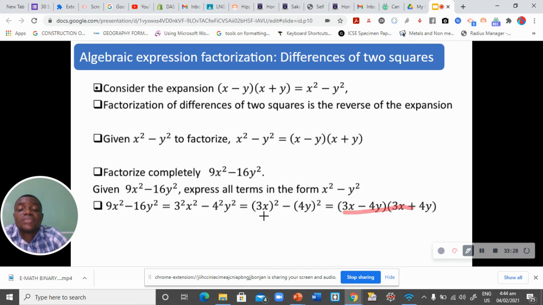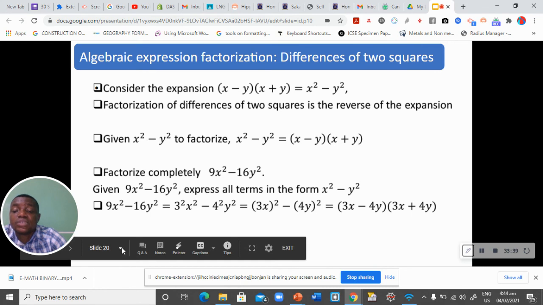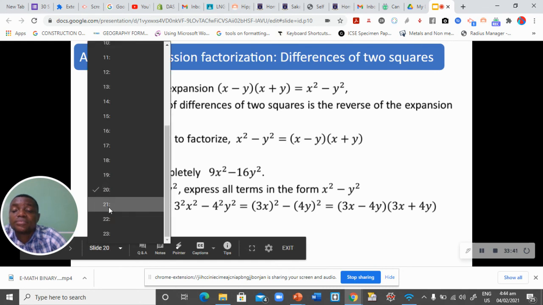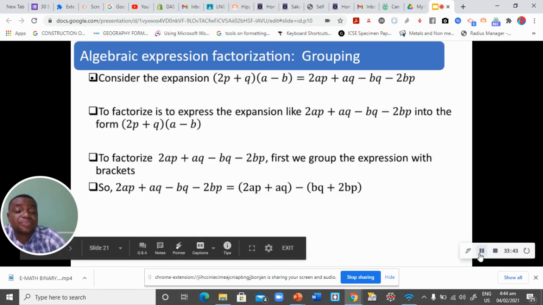So here, when you see this thing, you just write it (3x plus 4y), (3x minus 4y). So any variable that you get, you just do it that way. Then it will be done.